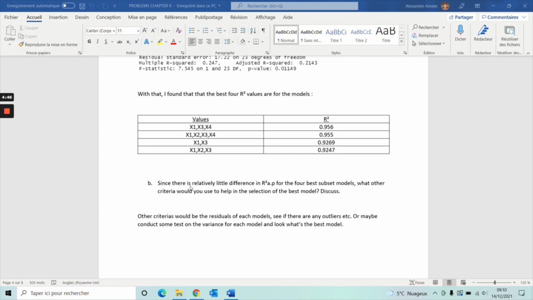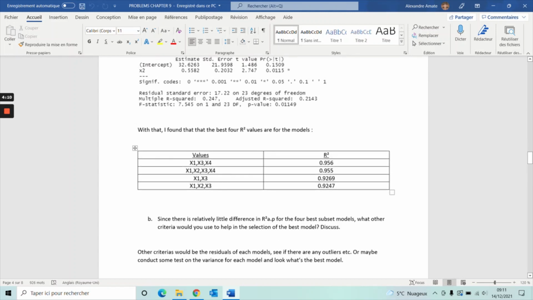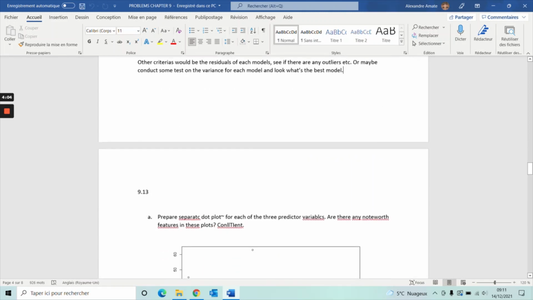So question B: since there is relatively little difference in R squared for the four best subset models, what other criteria would you use to decide on the best model? I think other criteria would be the residuals of each model, to see if there are any outliers, etc. Or maybe conduct some tests like the power test, the Breusch-Pagan test, etc., tests on the variance for each model, and look at which is the best model. So we should conduct more tests with those models to seek out the best model.